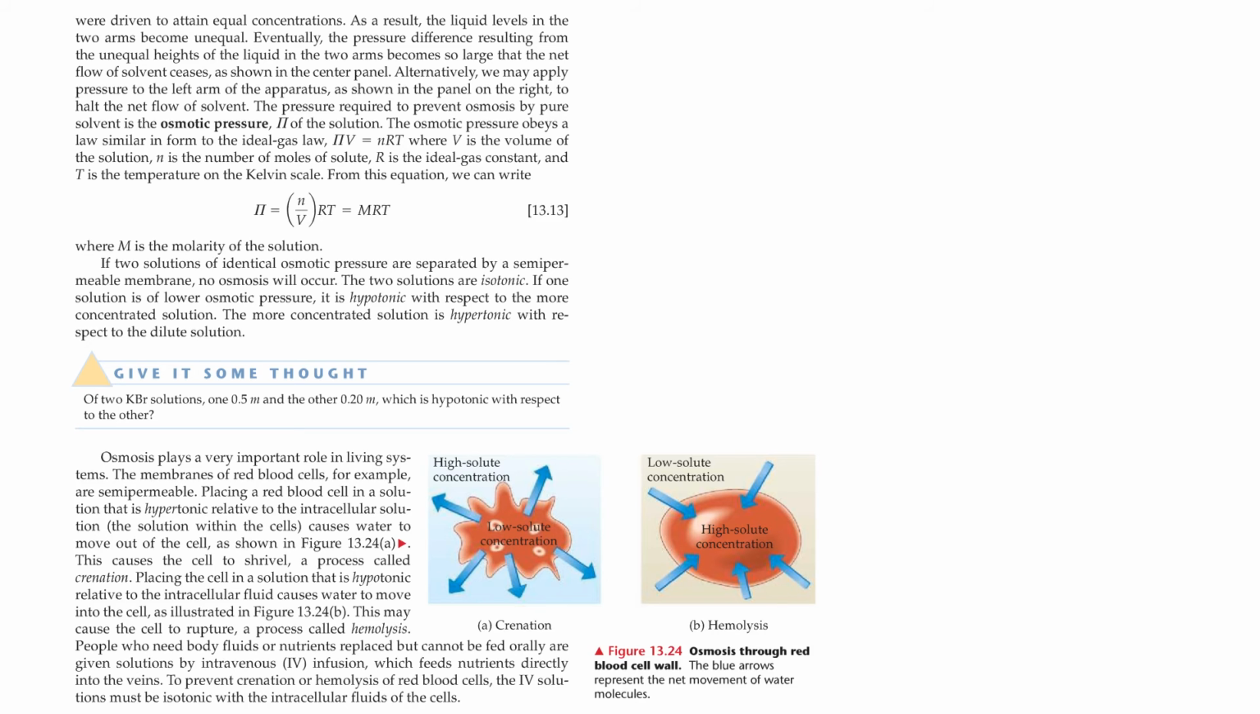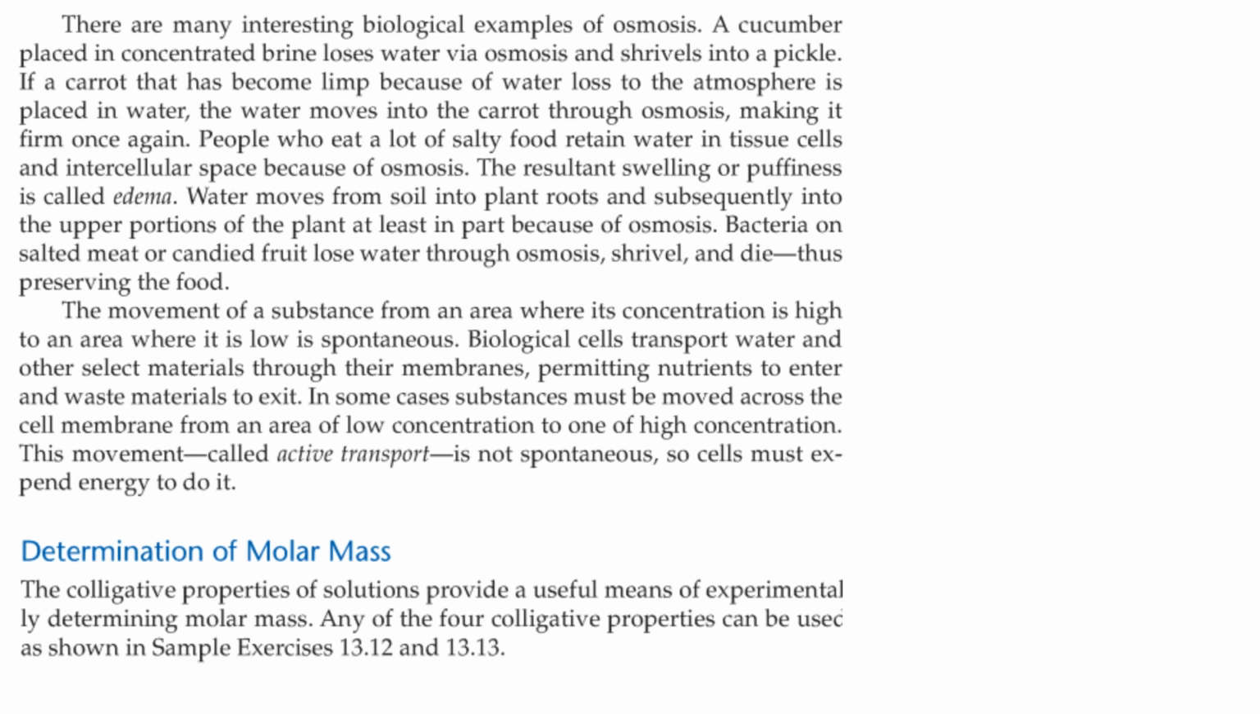People who need body fluids or nutrients replaced but cannot be fed orally are given solutions by IV infusion, which feeds nutrients directly into the veins. To prevent crenation or hemolysis of red blood cells, the IV solutions must be isotonic with the intracellular fluids of the cells. There are many interesting biological examples of osmosis. A cucumber placed in a concentrated brine solution loses water via osmosis and shrivels into a pickle. If a carrot that has become limp because of water loss to the atmosphere is placed in water, the water moves into the carrot through osmosis, making it firm once again.